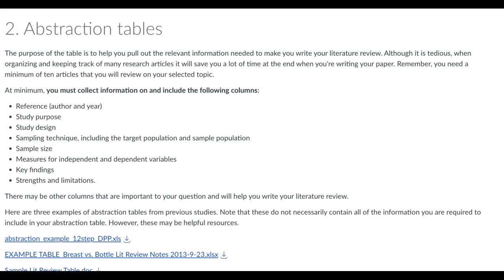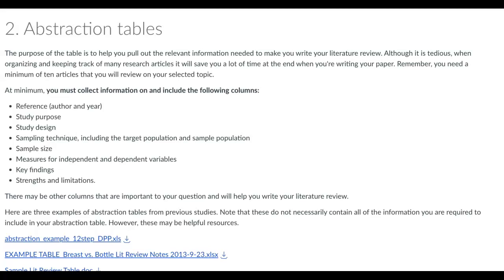I want you to include the measures for the independent and dependent variables and how those were actually measured in the study. So for example, maybe sleep is my independent variable. Then I would say the measure that was used was the Pittsburgh Sleep Quality Index. That's how they actually measured sleep quality.